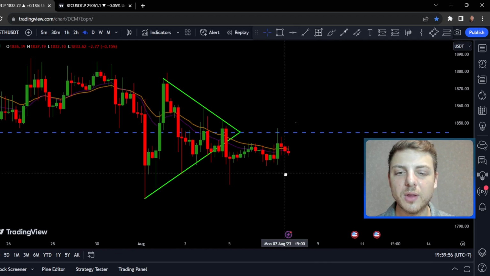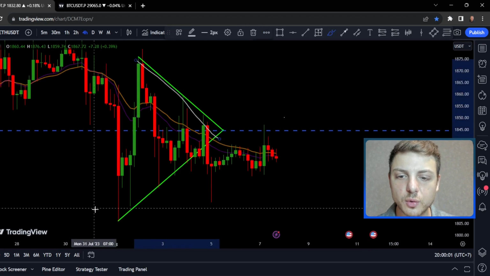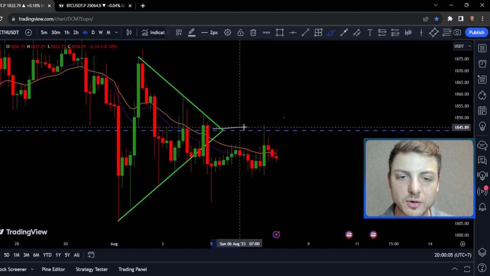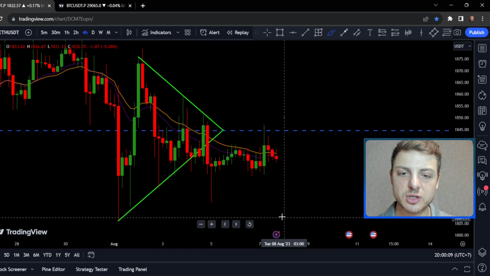So firstly, one thing that I do want to point out is this still is definitely valid. We've got this triangle pattern right through here. We've got a breakdown of this triangle pattern. We've then got the apex retest, which is extremely common. And then we get the continuation to the downside.